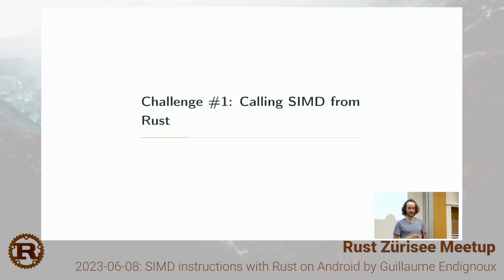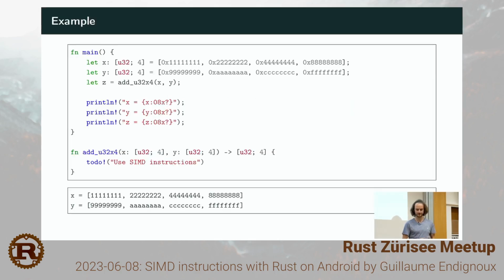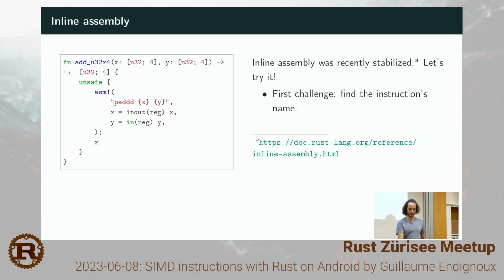So now we want to use them and write algorithms in Rust that use this SIMD instruction. And the first challenge is to call them from Rust, write a Rust program that uses them. So again, I take the example of an array of 4 elements that I want to add together. So this is the template of my code, and at the bottom I want to write this addition function of 4 times 32-bit integers. So I need to fill this.